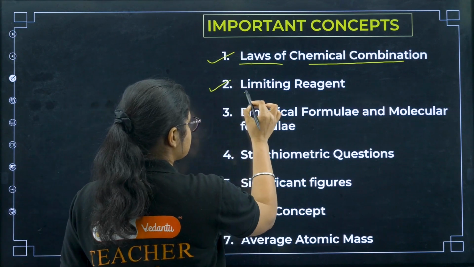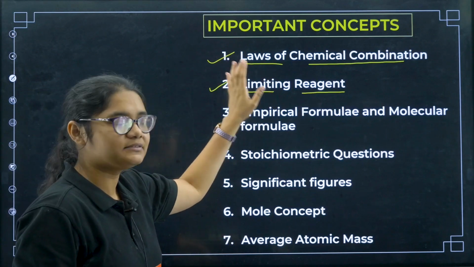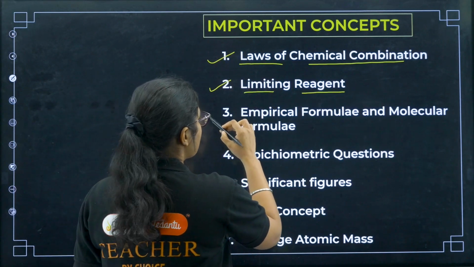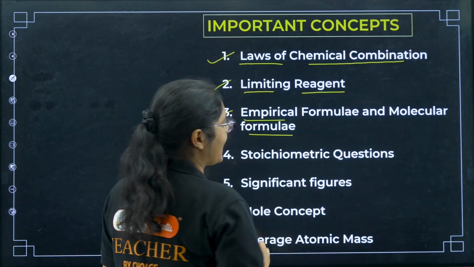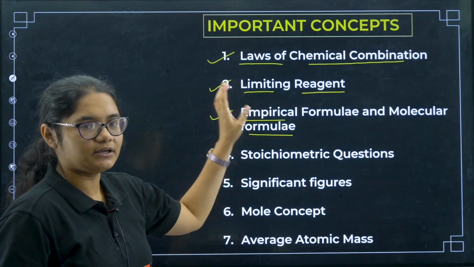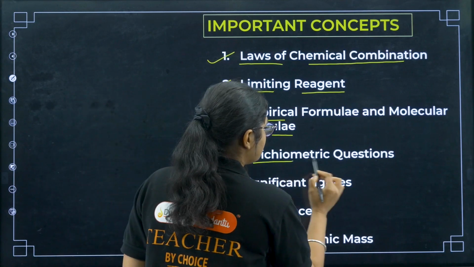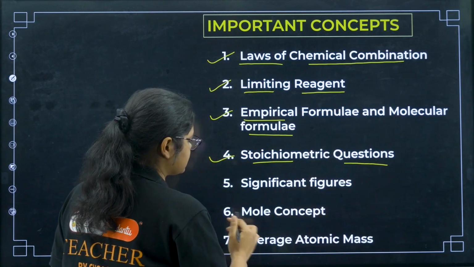Next you have the definition of limiting reagent. What is a limiting reagent? These questions have been asked many times, so make sure that you have done this one. Then questions on empirical formula and molecular formula. How do we find that? This is a very expected question. Make sure that you have done similar types of questions. Then stoichiometry questions, which I will explain in the next slide.